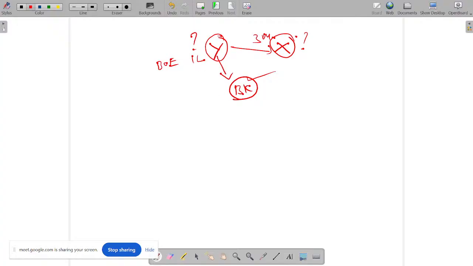Would the bank do this for free? No. He'll have some commission. Let's say 1 lakh with a 5,000 commission. Then how much will the bank pay Y? 95,000 will be paid by the bank to Y.